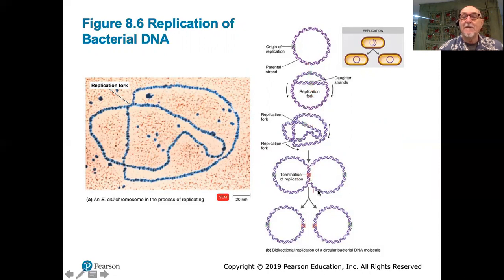But at the very end, the two end up being tied together just because of the geometry of replicating these double helices in a circular form. And so that is then broken. The strands are separated and they are healed by enzymes like topoisomerases and DNA ligase. And we end up with two identical bacterial chromosomes. In the plasmids, exactly the same thing, excepting that they're not attached to the membrane, but they replicate in the same way.